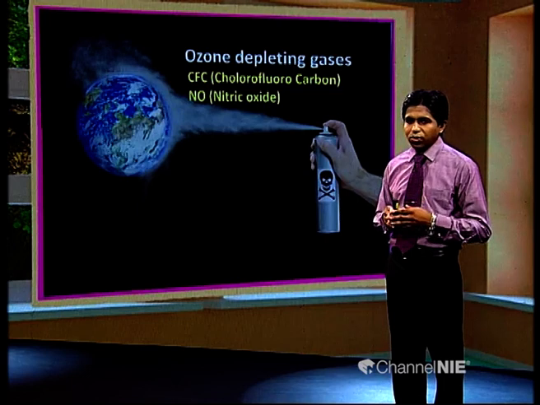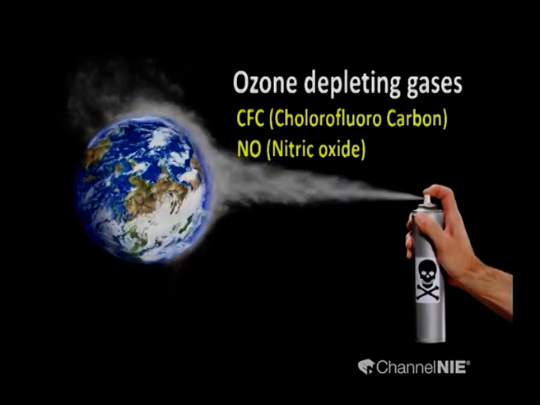So from where are they released? If we know the sources of these two gases, we can minimize their emission to the atmosphere. You can see here that aerosols, spray paints, hairspray, refrigerators, and air conditioners are the main sources of CFC. Therefore nowadays we use ozone friendly, ozone safe gases instead of CFC, where some of the halogen atoms are replaced by hydrogen. These ozone friendly gases are called HCFC. Nitric oxide is mainly emitted by vehicle emissions due to combustion at high temperature.